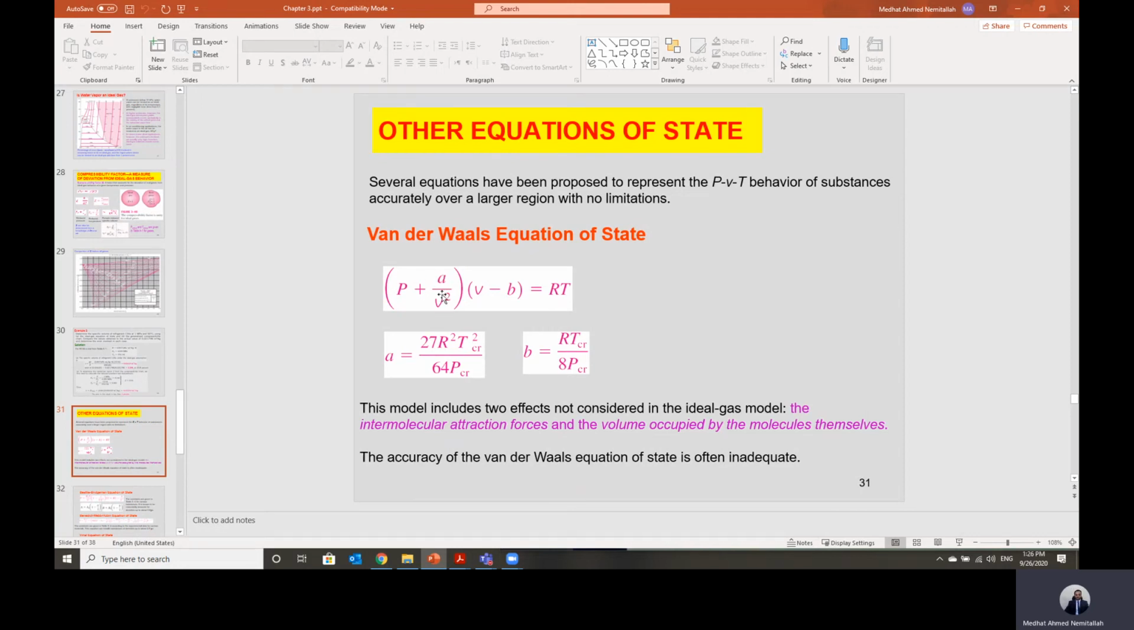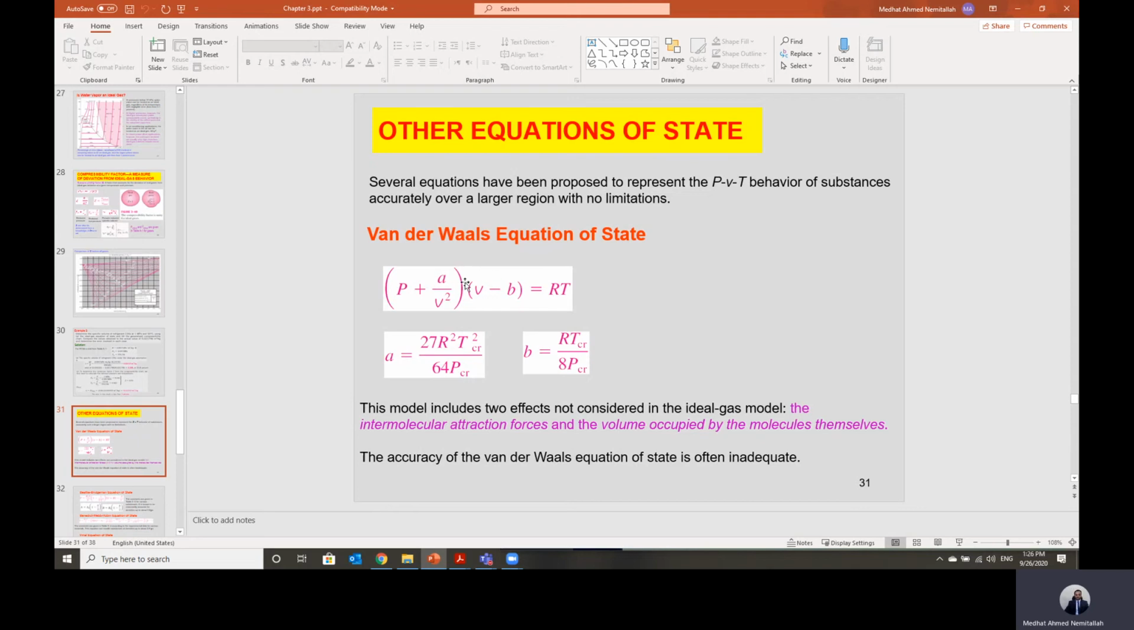This parameter A divided by V squared accounts for the intermolecular force between the molecules at high pressure, which should be high in this case. We said PV equal to RT can be applied at lower values of pressure because the intermolecular force is very low in this case. But at higher pressure, the intermolecular force will increase with this term. So this term is a kind of modification, equal to A divided by the specific volume V squared.